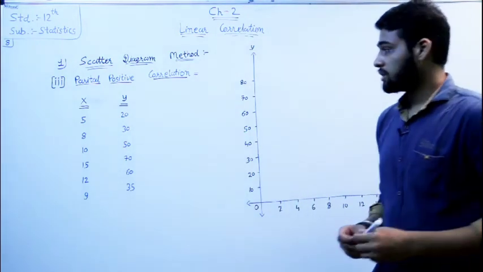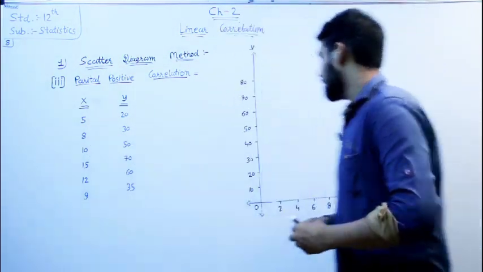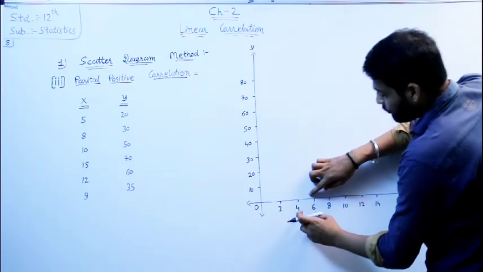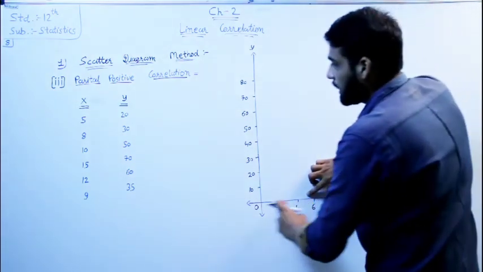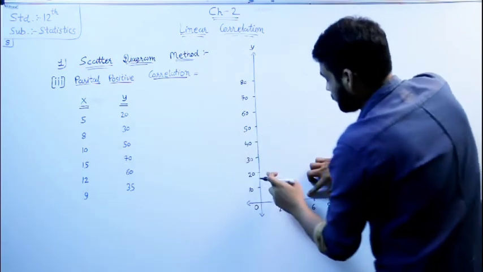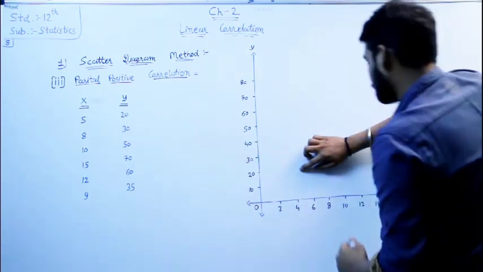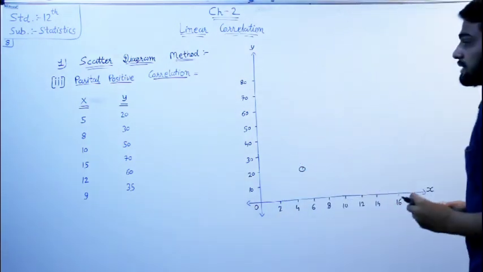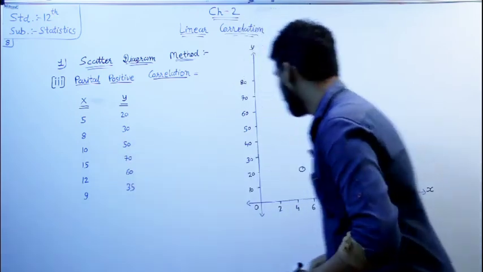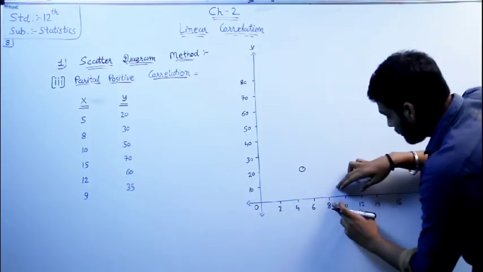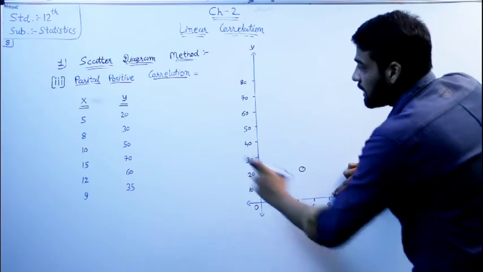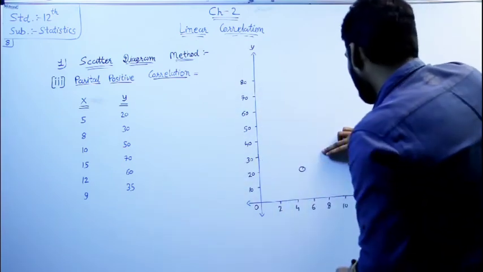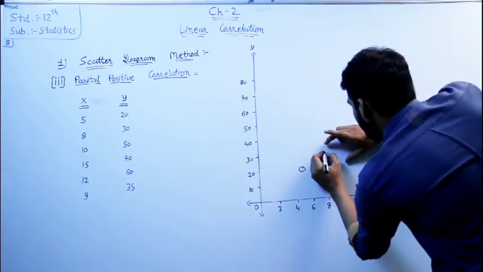Okay, so now we plot the points on this graph on the basis of the values of the x variable and y variable. First one is 5 and 20. On the x axis we take value 5, which is between 4 and 6. Then on the y axis we take 20, that means this point is plotted here. Then the second one is 8 and 30. On the x axis we take value 8 and on the y axis we take value 30, that means this point is plotted here.